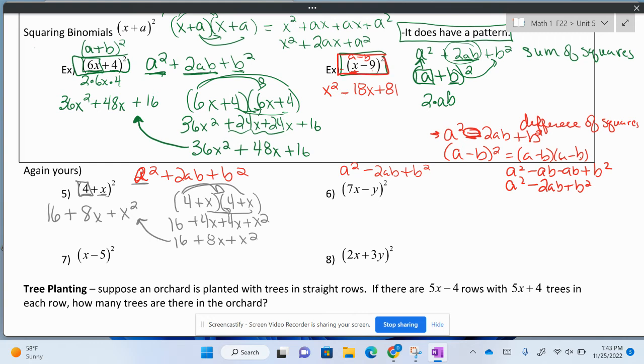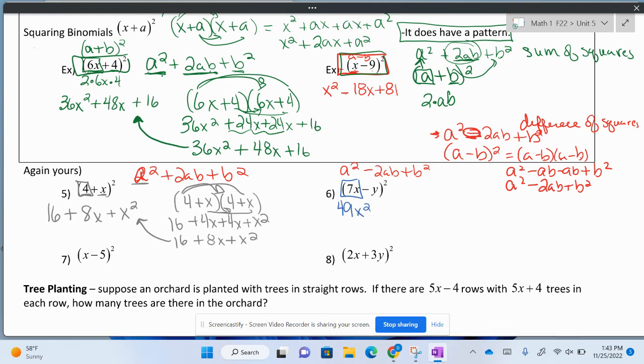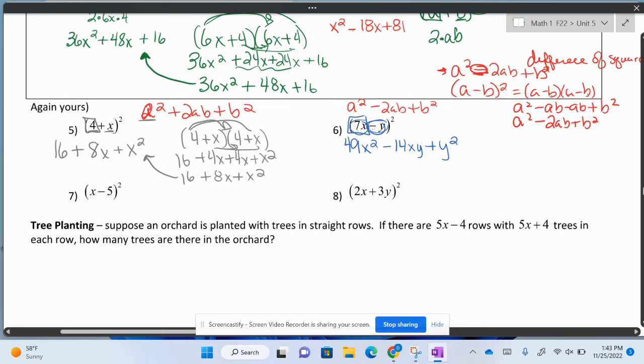All right, example number 6 is a difference of squares. So we're going to use the difference. Take the first term and square it. 7x times 7x is 49x squared. Multiply the two terms together. 7x times y is 7xy, times 2 is 14xy, and it's negative 14xy. And then take the last term and square it. A negative times a negative is a positive. Y times y is y squared.